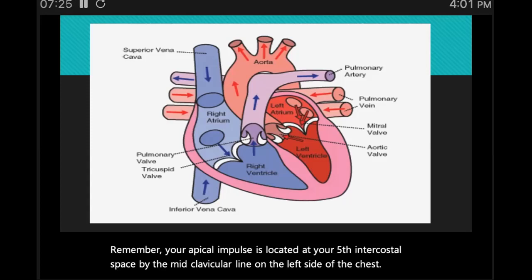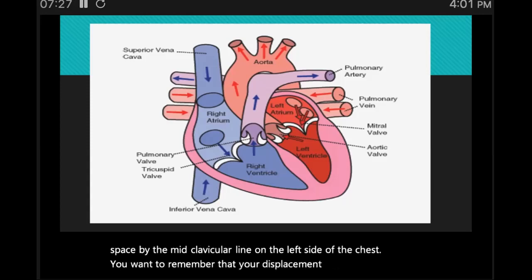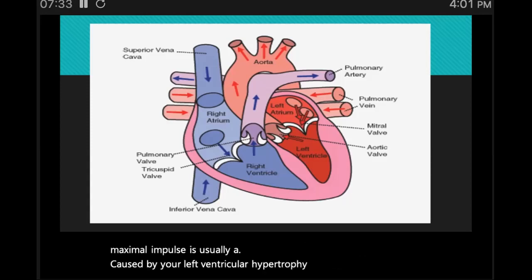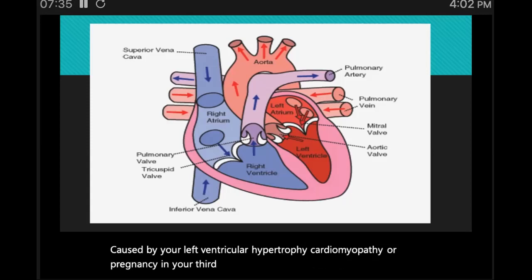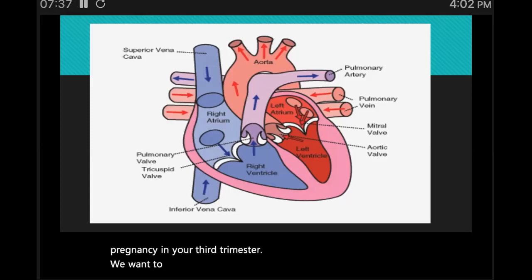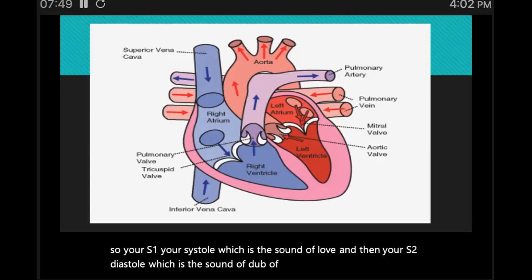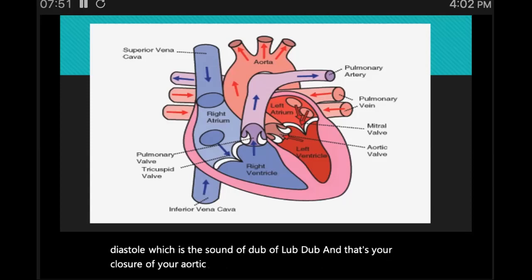You want to remember that displacement of the point of maximal impulse is usually caused by left ventricular hypertrophy, cardiomyopathy, or pregnancy in the 3rd trimester. We want to make sure you have reviewed your heart sounds. So your S1, your systole, which is the sound of lub, and then your S2 diastole, which is the sound of dub, of lub dub, and that's the closure of your aortic and pulmonic valves.